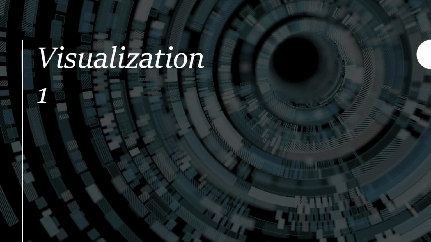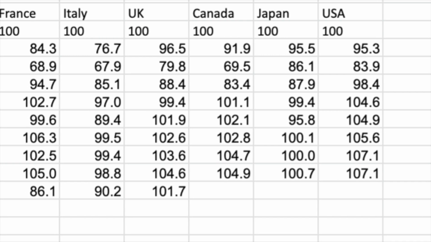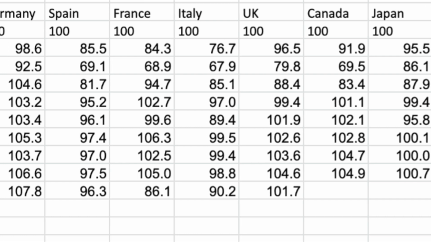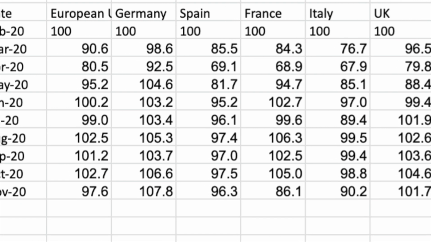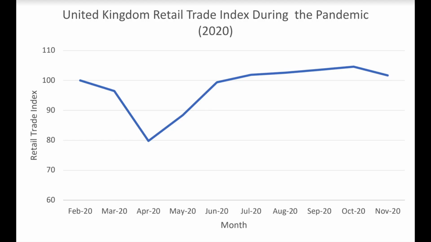Getting into visualizations, our first visualization is based around the National Statistics retail sales in 2020. What this data presents is a measure of index retail trade volume for a variety of countries throughout the entirety of 2020. What we wanted to focus on was just the United Kingdom. The way this data is measured is by an index of retail trade volume, which is dependent on a multitude of factors, one of the bigger ones being turnover of retail trade.